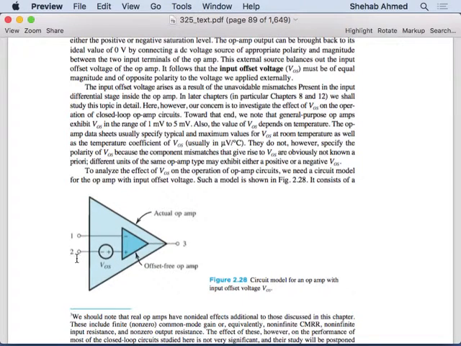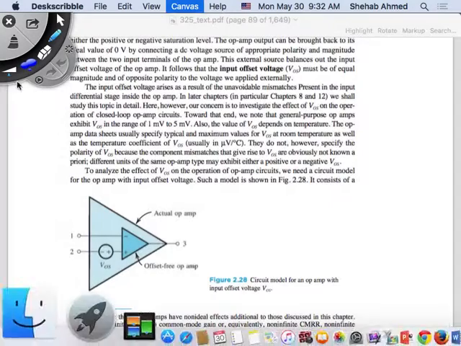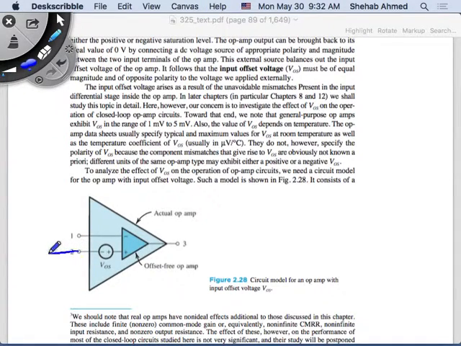So if you have V2, a voltage here, for example, you have a non-inverting amplifier. You put your signal here, VI. This is ground. And then you have a resistor here to ground, and then you have your feedback.